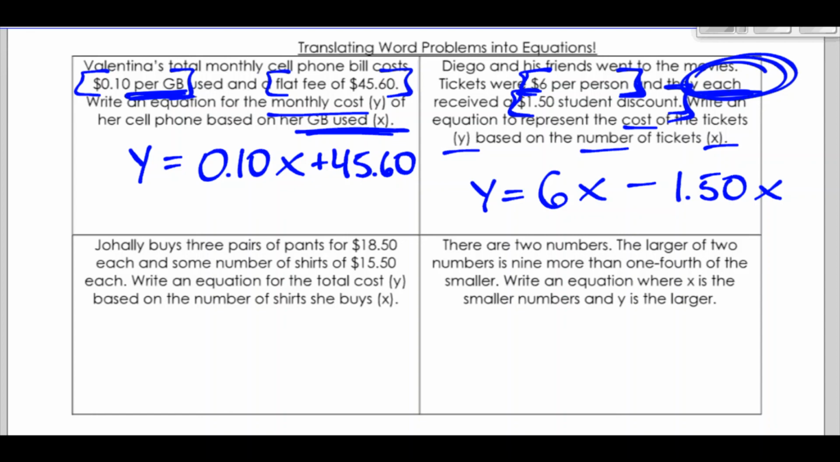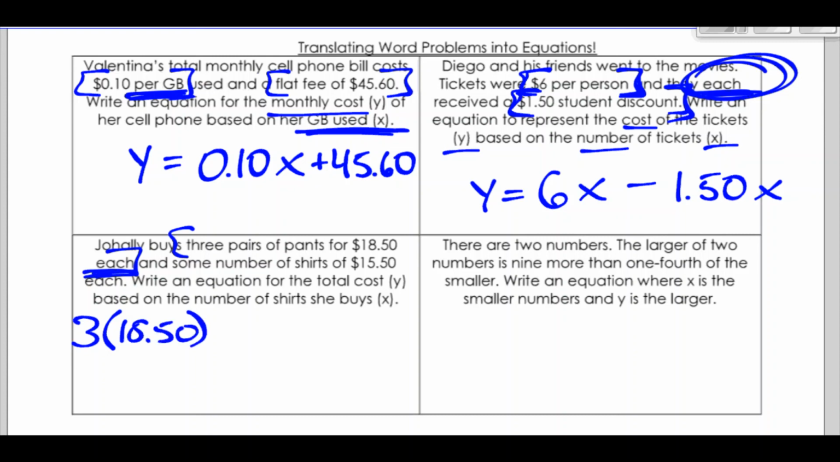Then the next one says, Shahali buys 3 pairs of pants for $18.50. Sorry, they're $18.50 each. That's really important. They're $18.50 each. Actually, I'm just going to start with that. 3 pairs of pants for $18.50 each.